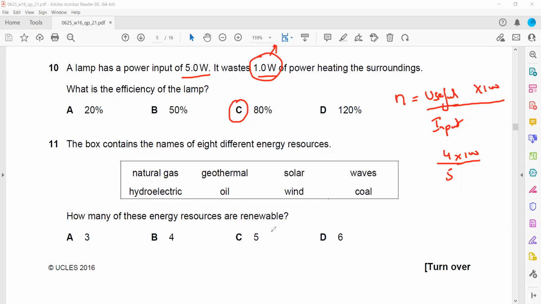Then the box contains the names of 8 different resources. How many of them are renewable? Natural gas is not renewable, geothermal renewable, solar renewable, waves renewable, hydroelectric renewable, oil non-renewable, wind renewable, and coal non-renewable. So 1, 2, 3, 4, 5 of them are renewable.